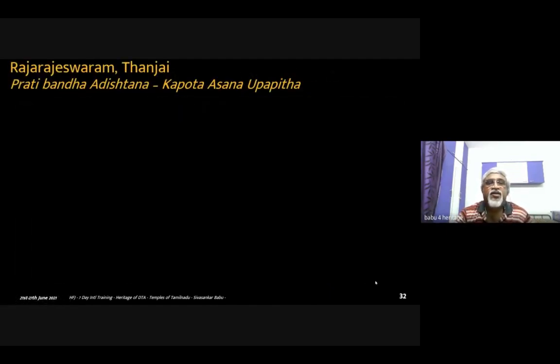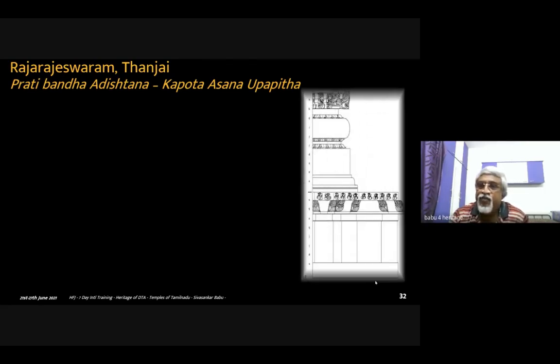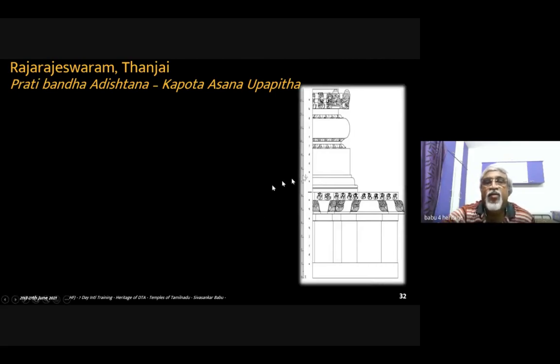Now let us see the next example, Rajarajeshwaram big temple in Tanjai. This is the Pratibandha Adhisthana, Kapota Asana Upapita. This is how it looks like. So Kapota Asana Upapita. So this is the Kapotam part and they have a Prativari and this is the Upapita part with the bands. On top of it, you have the actual Adhisthana, which is the Prati.